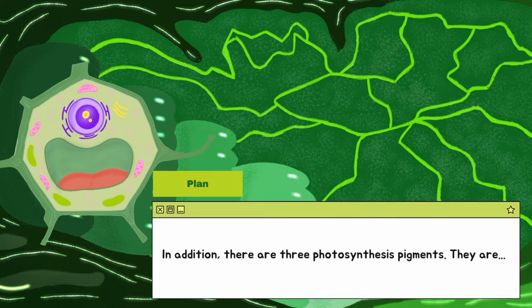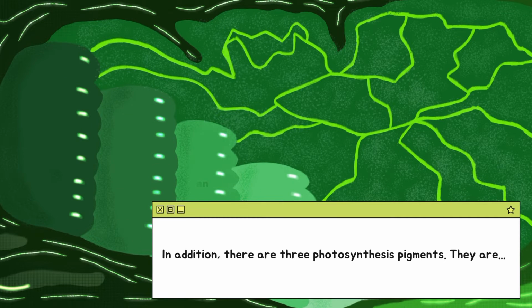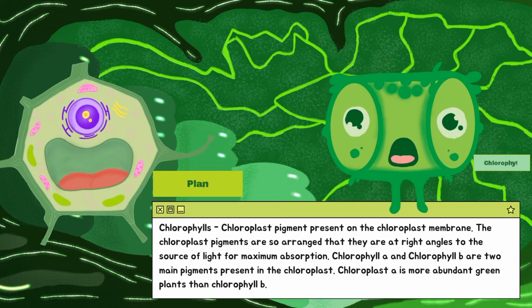In addition, there are three photosynthetic pigments. They are chlorophylls, chloroplast pigments present on the chloroplast membrane. The chloroplast pigments are so arranged that they are at right angles to the source of light for maximum absorption. Chlorophyll A and chlorophyll B are the two main pigments present in the chloroplast. Chlorophyll A is more abundant in green plants than chlorophyll B.